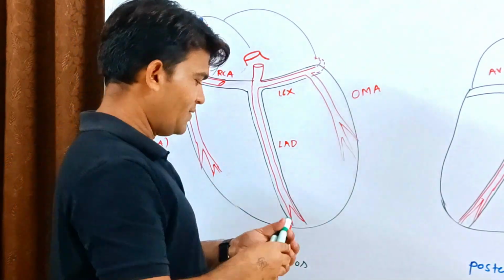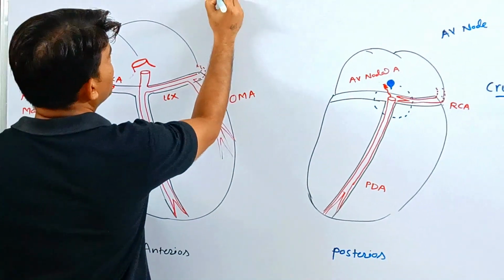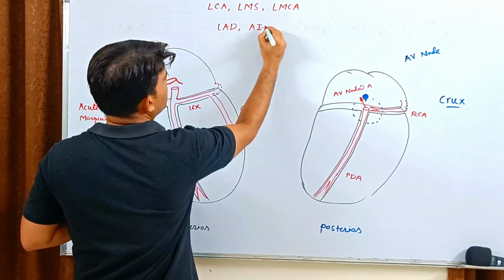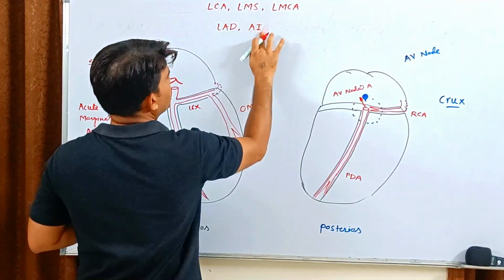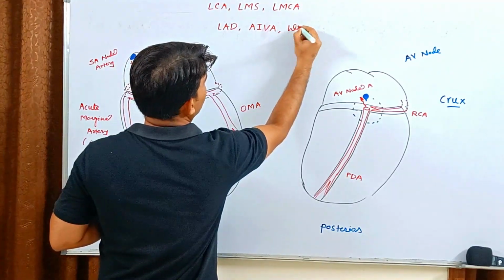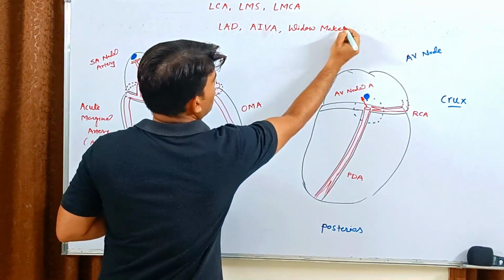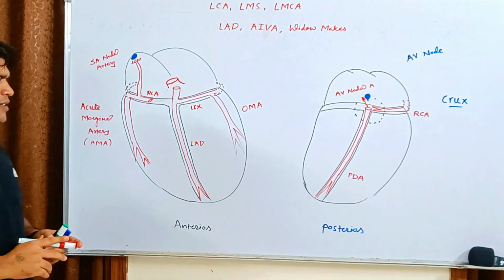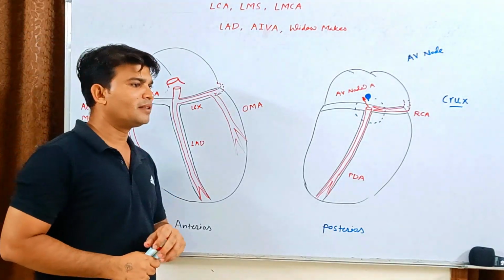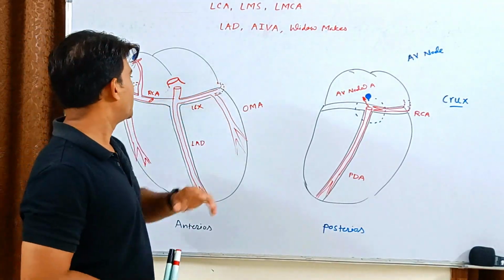That's why it is also called the widow-maker. So for the left anterior artery, we have three names: left anterior descending artery, anterior interventricular artery, and third, widow-maker. In the majority of cases, death is caused by occlusion of the LAD. That's why it is called the widow-maker artery.